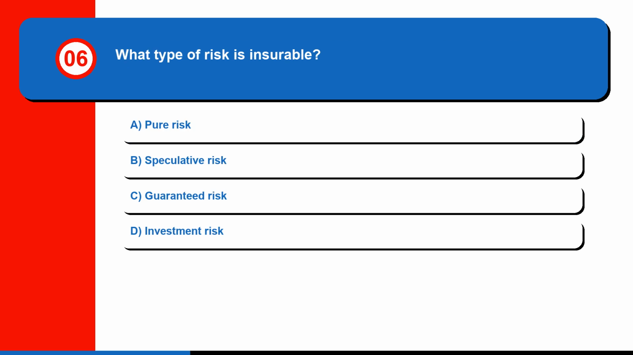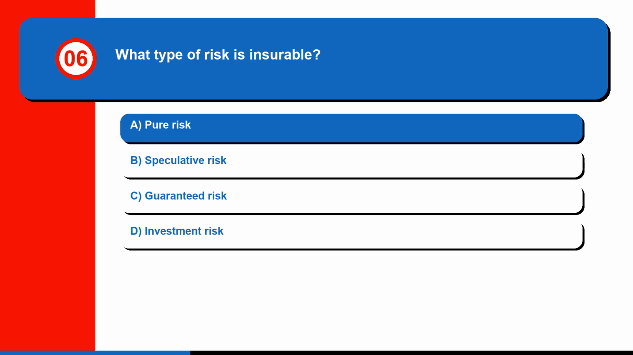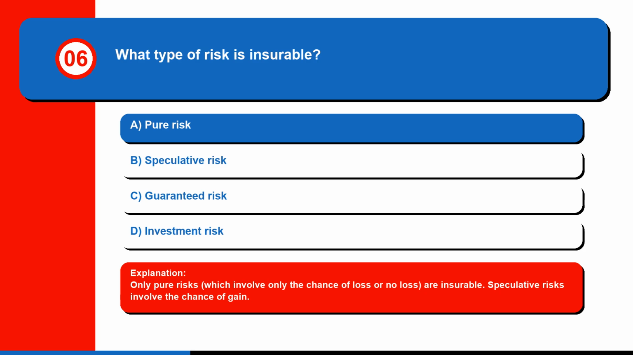Question 6. What type of risk is insurable? A. Pure risk, B. Speculative risk, C. Guaranteed risk, or D. Investment risk. The correct answer is A. Pure risk. Only pure risks, which involve only the chance of loss or no loss, are insurable. Speculative risks involve the chance of gain.